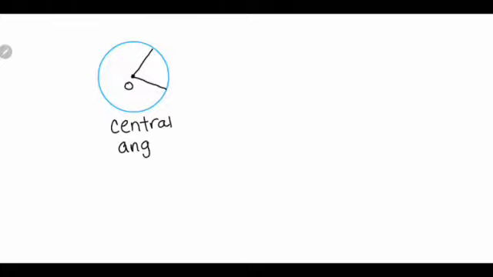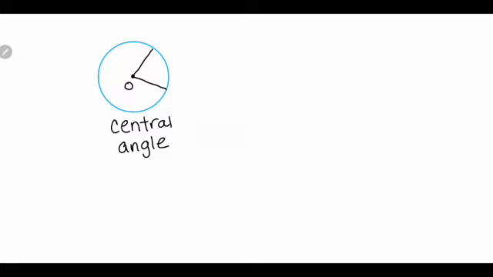Before we get to our A+ question today, I want to go over a few geometry terms. First, let's say we have a circle. If I were to make, from the center of the circle, let's call the center O, an angle out here, then this is called a central angle. And that's because the vertex of the angle is at the center of the circle.